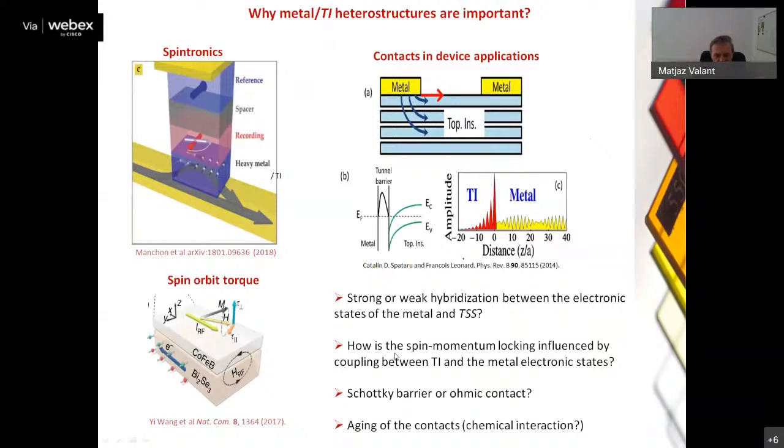And a very important thing is, is that contact interface stable or does it change with time? Is there any aging of such contact? And this particular point is where we focused our research.